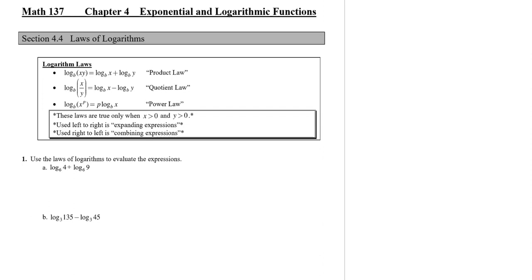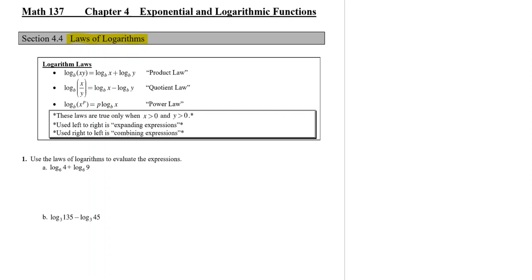In this section, we'll look at some properties or laws of logarithms. Now remember that logarithms are just inverses of exponential functions. And we already know there's a bunch of properties for exponential expressions, like when you multiply two expressions that have the same base, you add the exponents. When you divide, you subtract the exponents. When you have a power of a power, you multiply the powers.